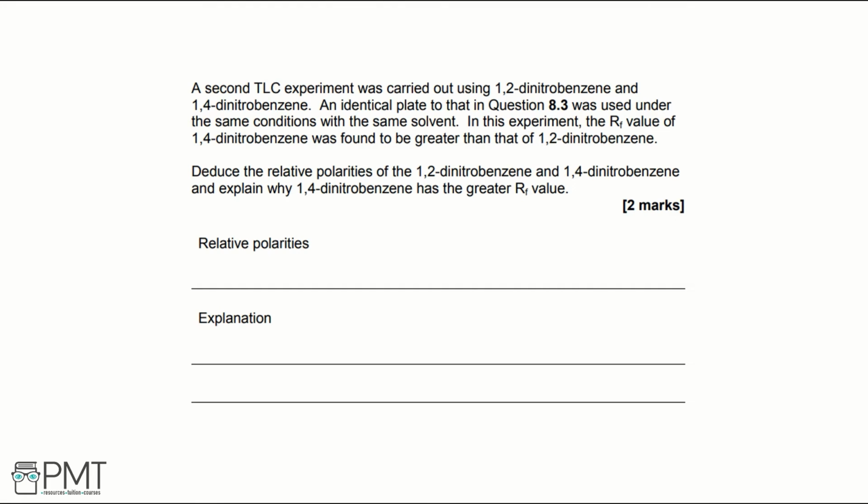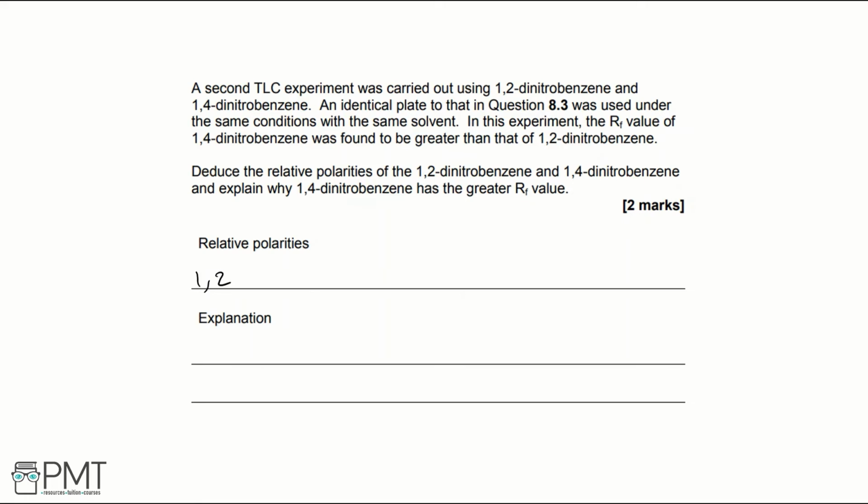A second TLC experiment was carried out using 1,2-dinitrobenzene and 1,4-dinitrobenzene. An identical plate to that in question 8.3 was used under the same conditions with the same solvent. In this experiment, the RF value of 1,4-dinitrobenzene was found to be greater than that of 1,2-dinitrobenzene. Deduce the relative polarities of the 1,2-dinitrobenzene and 1,4-dinitrobenzene and explain why 1,4-dinitrobenzene has a greater RF value.